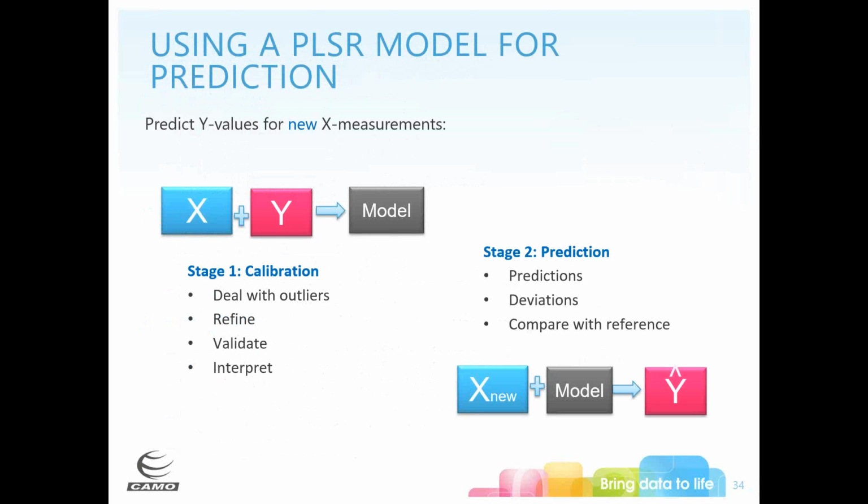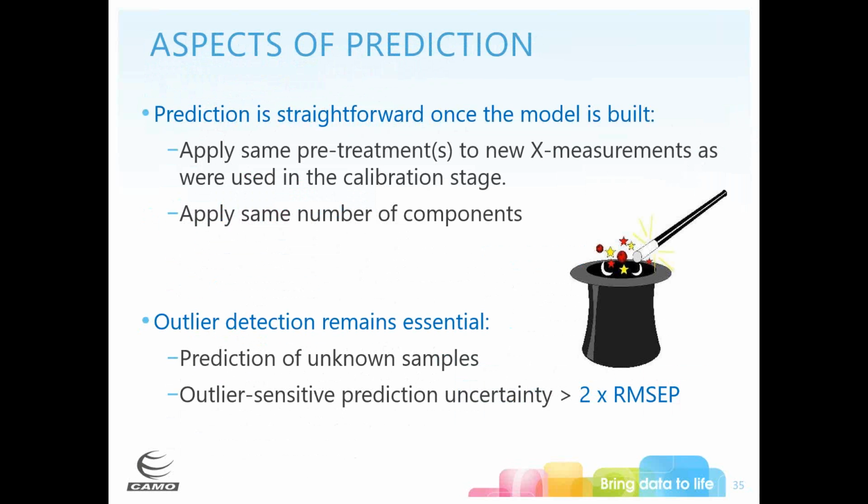Again, you start with your known data, you build a calibration, you deal with any outliers, you refine, validate and interpret your model, and make sure that things make sense. And then once you have confirmed your model, you can do a prediction on that. If you have a reference value, you can compare that to your reference. If not, you have some statistics to back you up as well. Prediction's very straightforward once we have built our model.